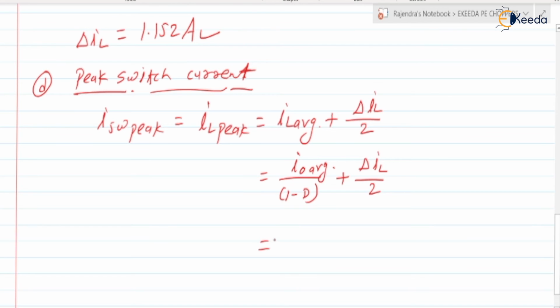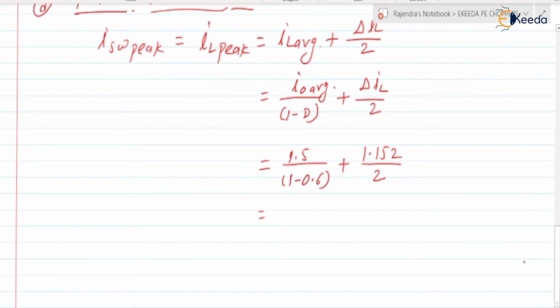So what is the I0 average? I0 average is 1.5, upon 1 minus 0.6, plus what is the delta I_L? It is 1.152 divided by 2. So from this we can write the peak value of the switch current is equal to 1.5 divided by 0.4 plus 1.152 divided by 2, that is 4.326 ampere. This is the peak value of the switch current.